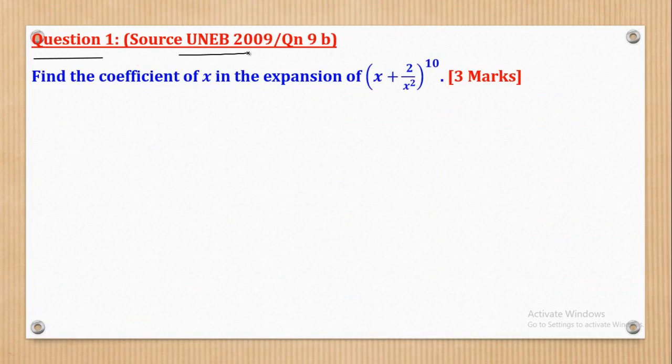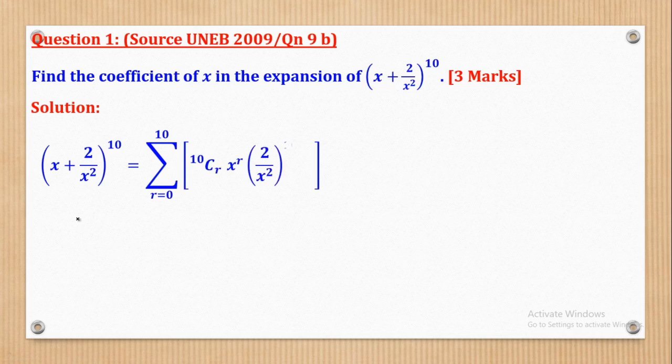Question 1 came from UNEB 2009, paper 1, question 9b, and says find the coefficient of x in the expansion of this. Therefore, they want the coefficient of x to power 1. So the first thing to do is to remember the formula that this one is the summation from 0 to 10. This 10 is because of this power. Then n combination r, so n is 10. That is why you see here 10 combination r. This r, I don't know it. Then after that combination, go to this first term, put it here, raise the power r. Then get this other term, put it here, raise the power n minus r, which is now 10 minus r.